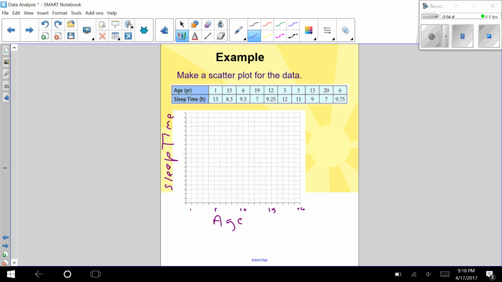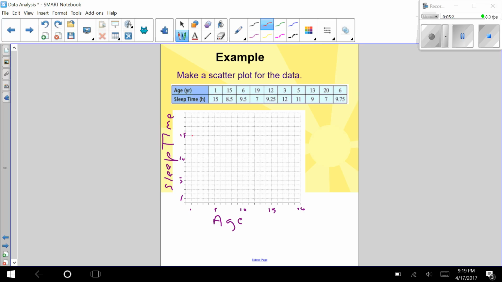Perfect, I get up to 20. And I need to get up to 12 hours of sleep. Well, I think every line is going to have to be worth 1 again, because I have to get up to 15 actually. So 1, 5 is there. 10 would be about there. And 15 here.